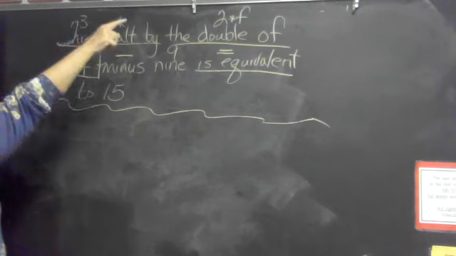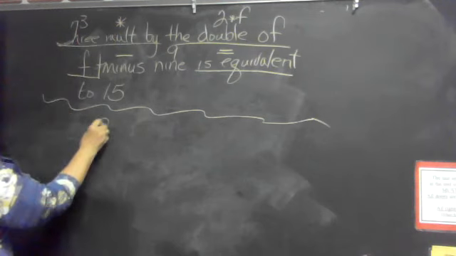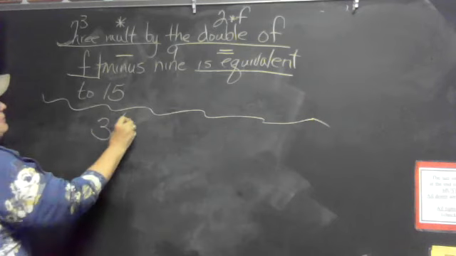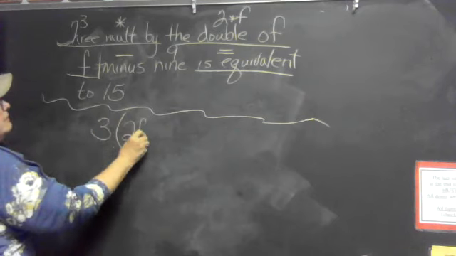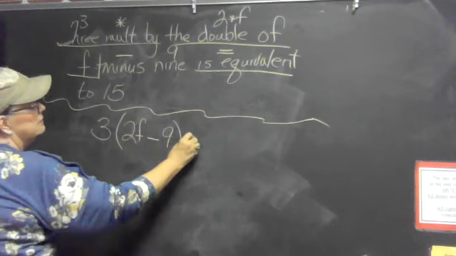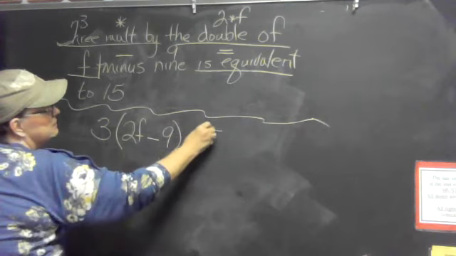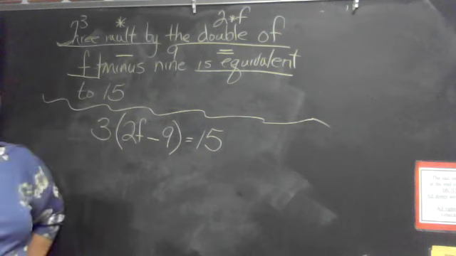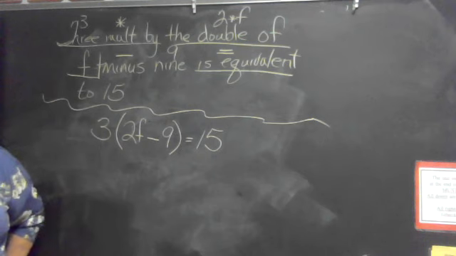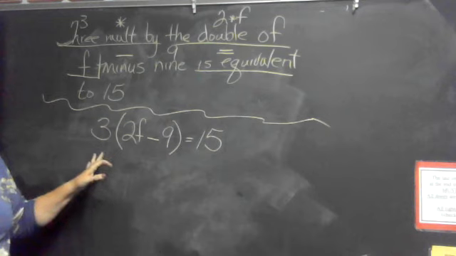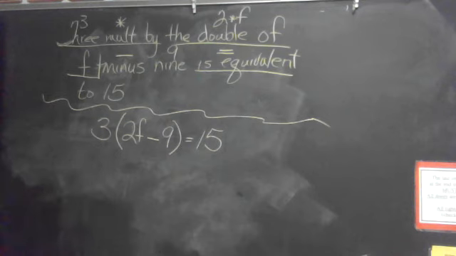So what do we have here? We have 3 times the double of F minus 9 is equivalent to 15. So look on the back on your answers and see if this is the way they're thinking. It is. Okay, good.